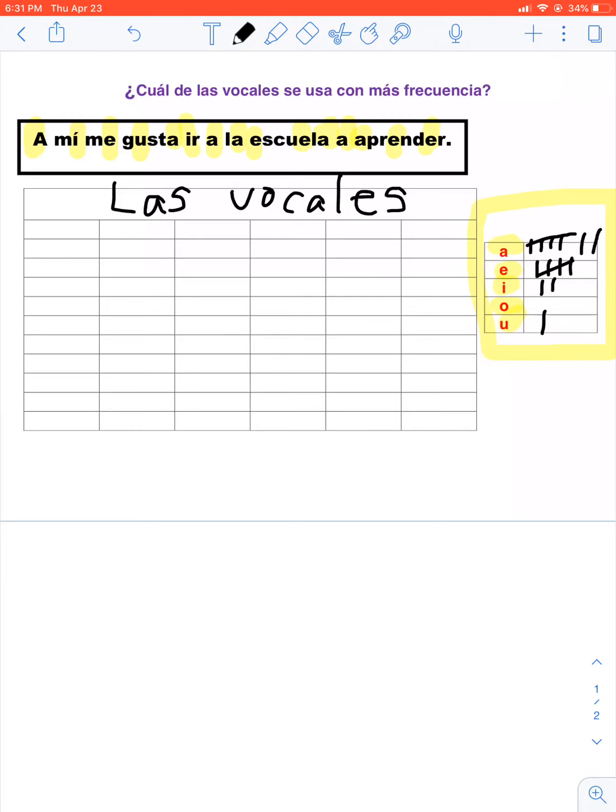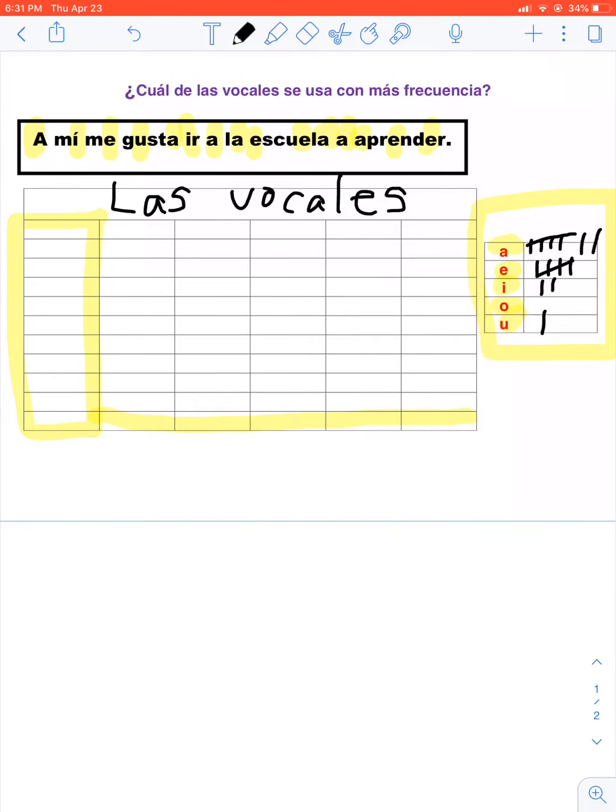Great. Okay, so now if you'll remember from all of our practice pages, you have two areas on the graph that you need to label. Okay, so it's this area on the left. Usually that's where the numbers go. And then this area on the bottom, usually that's where the category goes, or the things you are counting.